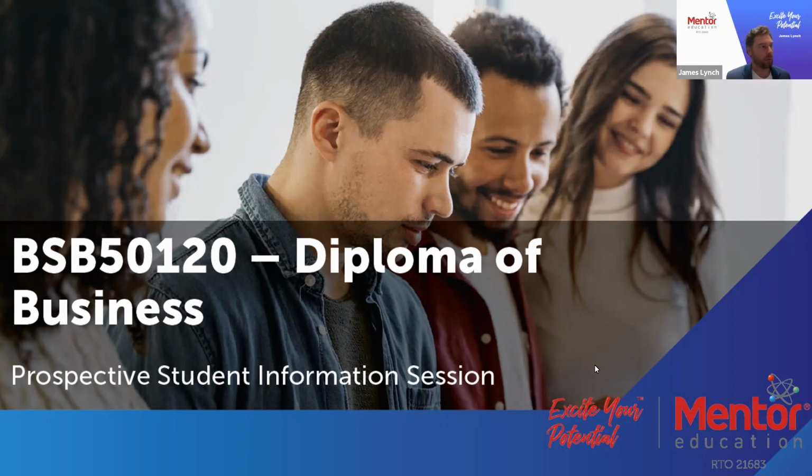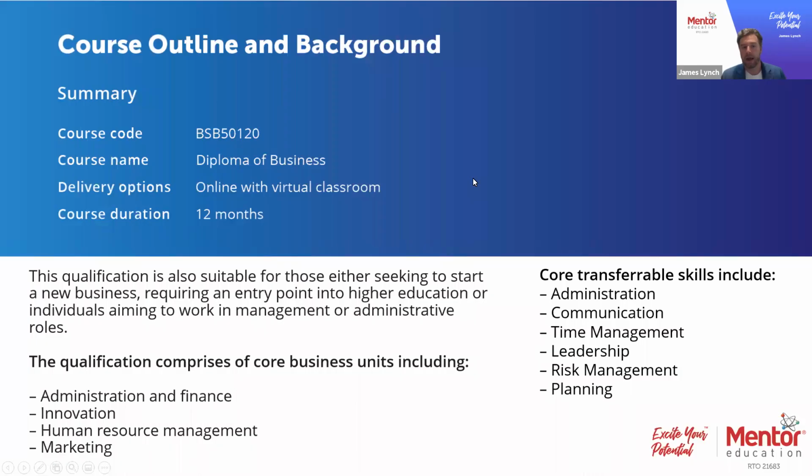So I thought what we'd do first thing today is have a bit of a look at the course outline and background, and of course some of the key competencies and deliverables that are made available through this particular qualification. Up there in front of us, we can see core competencies or core business units, if you will, that include administration and finance, innovation, human resources, of course, and marketing. Bearing in mind that this really is a diploma of business and provides, in my opinion, a really holistic sense and insight into what's happening in the business environment.